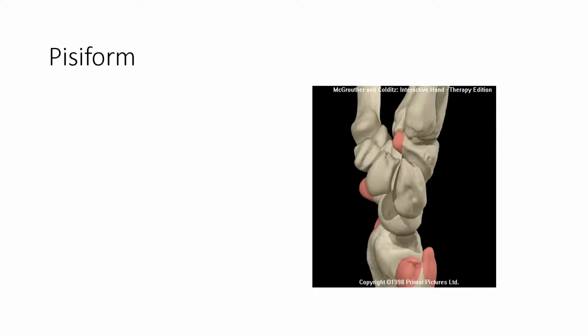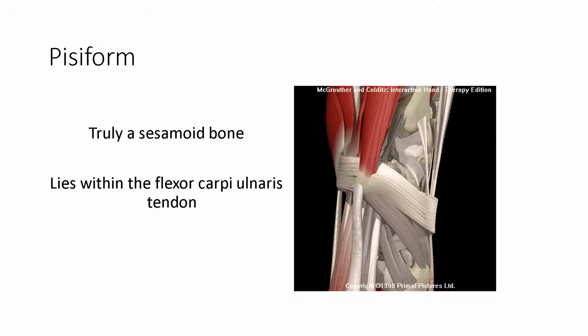The pisiform bone is a small little bone. I'm going to move my cursor around here, but I'm not sure that you can see what I'm doing, so I'll show you in class. Small little bone that sticks out in front. It's a sesamoid bone, and it lies actually within the flexor carpi ulnaris tendon. So we'll take a look at that.